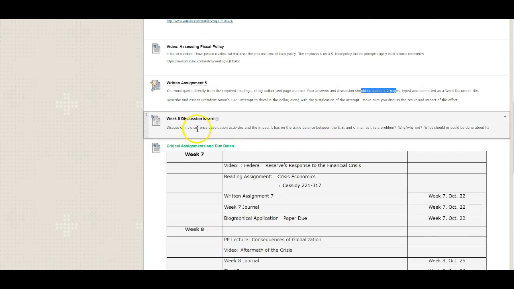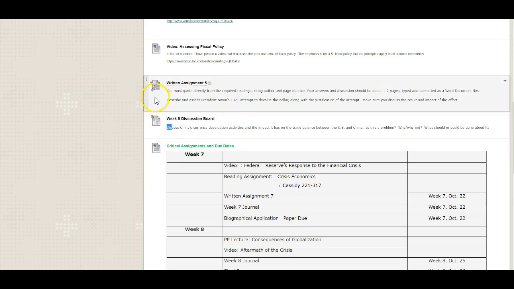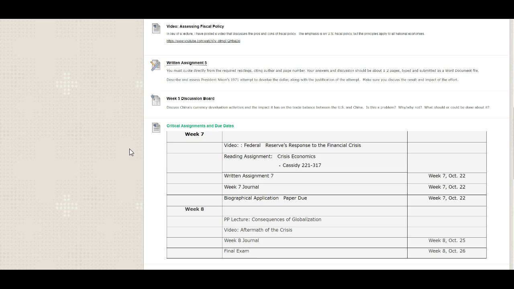Then your discussion board, the first portion of which is due today to get yourself started. You're going to discuss China's currency devaluation activities and the impact it has on the trade balance between the U.S. and China. Is this a problem? Why or why not? And what should or could be done about it? I think you've heard in the news about everything that's going on with China, and this has been an ongoing thing, so you might want to do a little research to reinforce your citations.